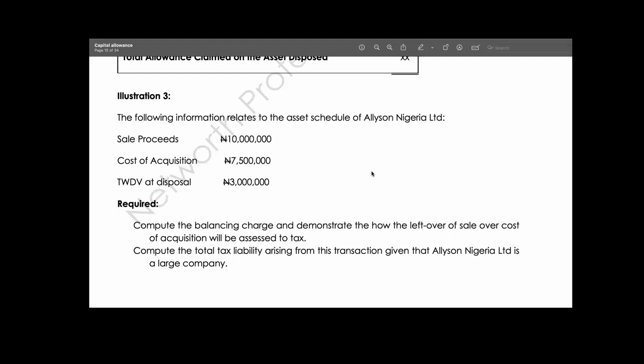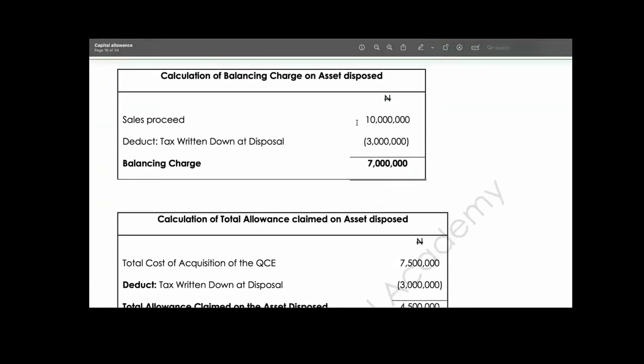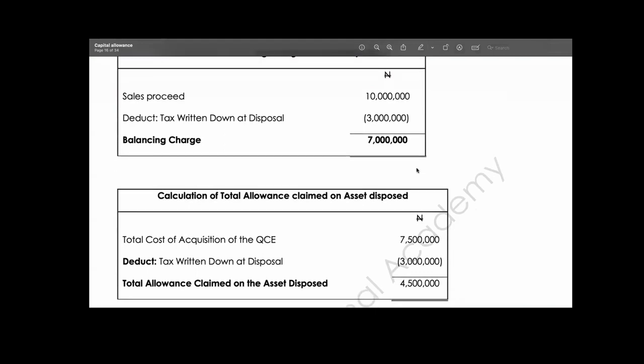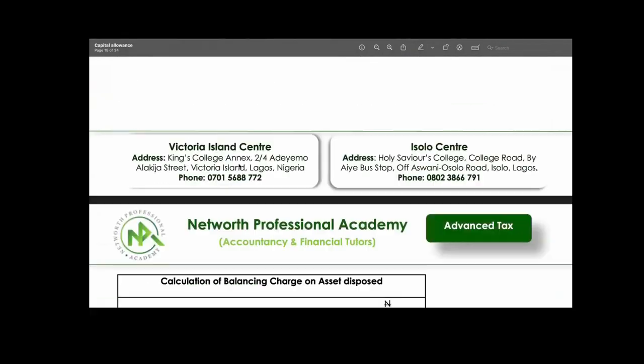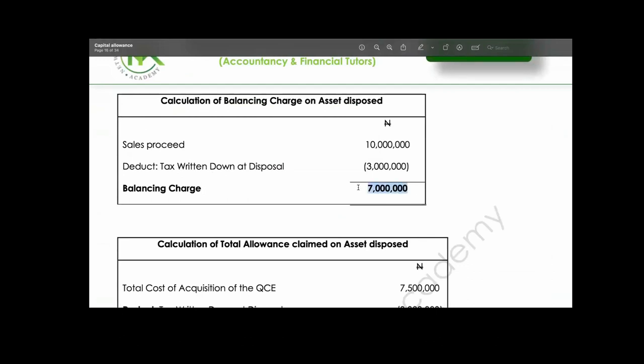The following information relates to the asset schedule of Allowance Nigeria Limited. Sales proceeds 10 million. Cost of acquisition 7.5. Tax written down value at disposal, you have 3 million. Compute the balancing charge. So our balancing charge shall be 10 million minus tax written down value at disposal, which is 7 million. So we now said again, we want to be sure. Look at what we have as balancing charge, 7 million. But we cannot be so sure that this 7 million will be subject to income tax. We need to go and check.